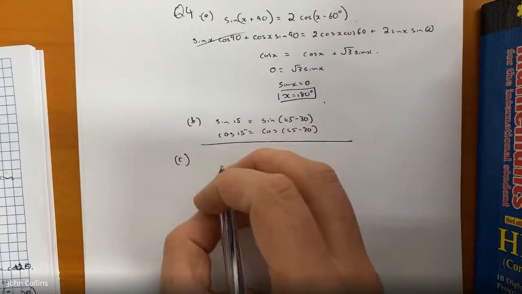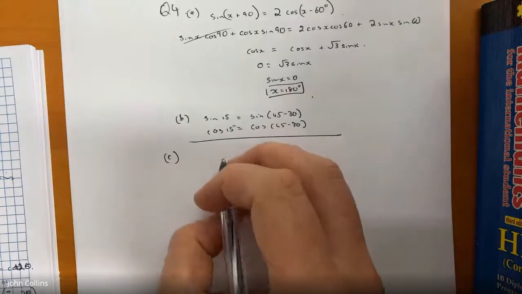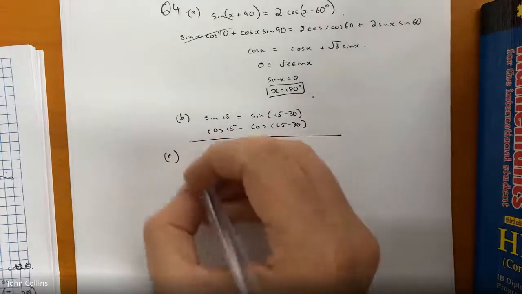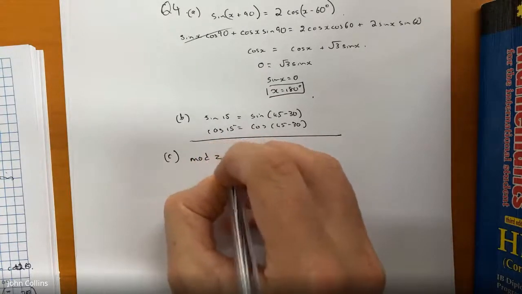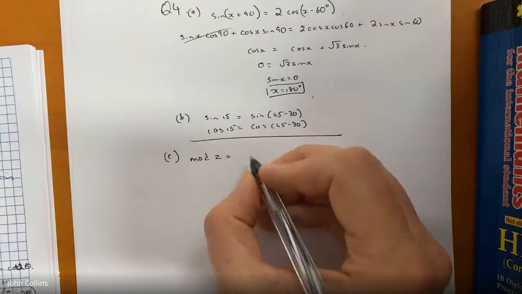I think it's the hardest complex trigonometry question. Anyway, I'll do the modulus and the argument. The modulus of z is going to be just square the real part, square the imaginary part, add them together, get the square root.